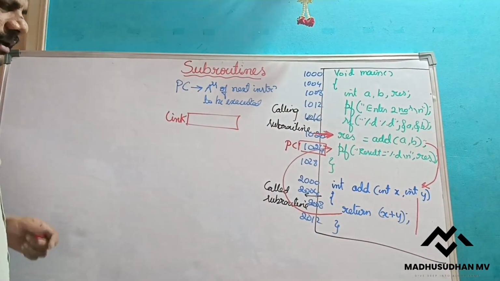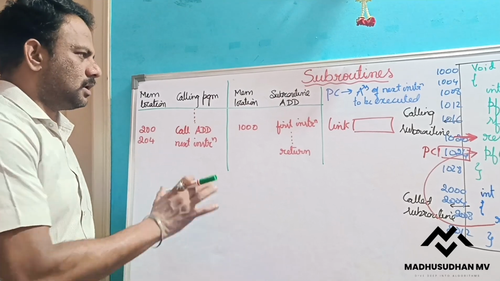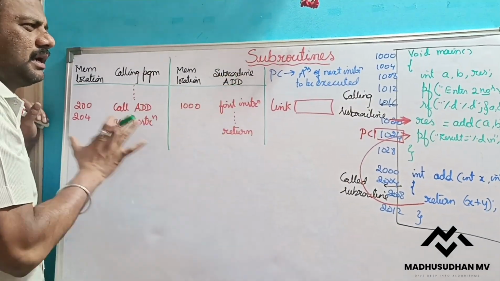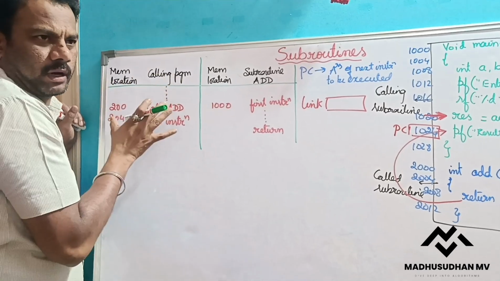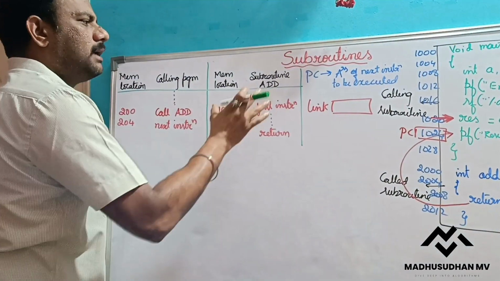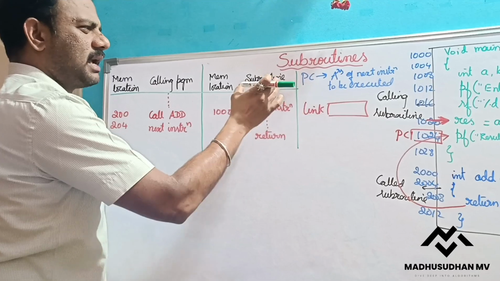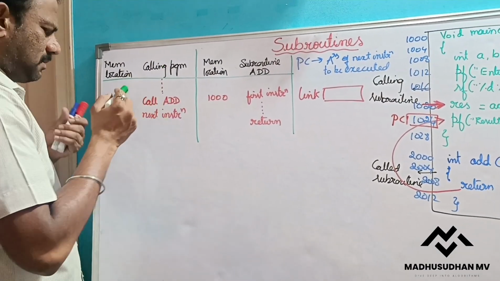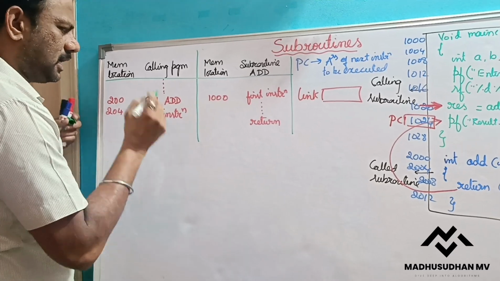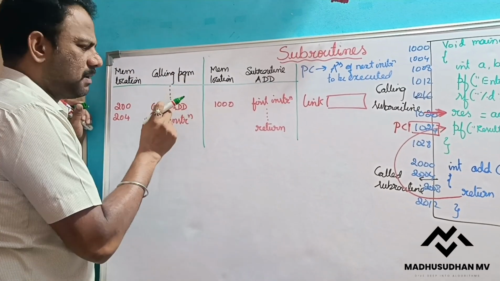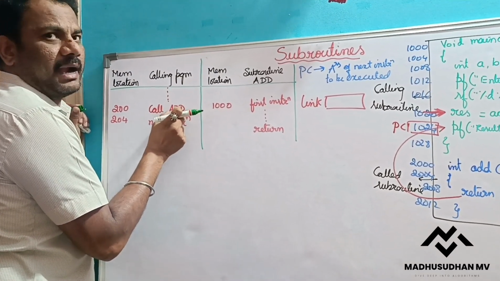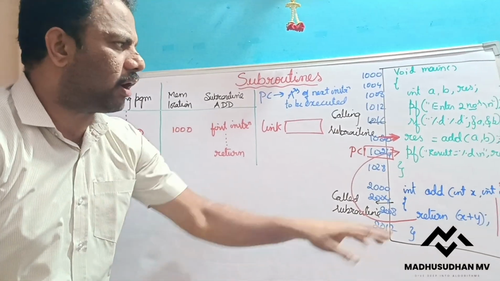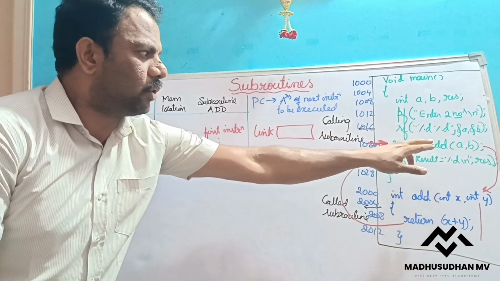Let us take another simple example. I have written a complete program. This is my calling program, like my main function, and this is my subroutine, like one that just adds. This is the memory location. Some statements are there, and here some statements are there. After some statements, I'm calling a subroutine add. In a programming language, we call the function by its name.